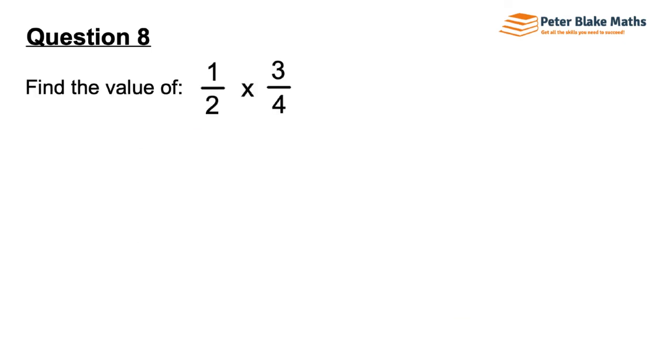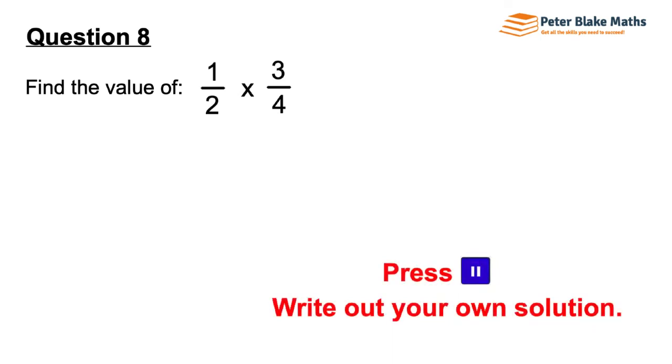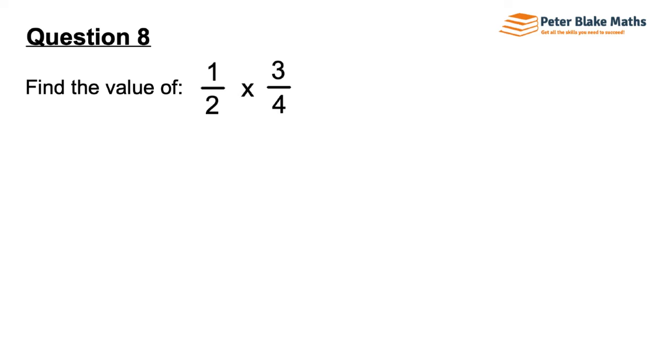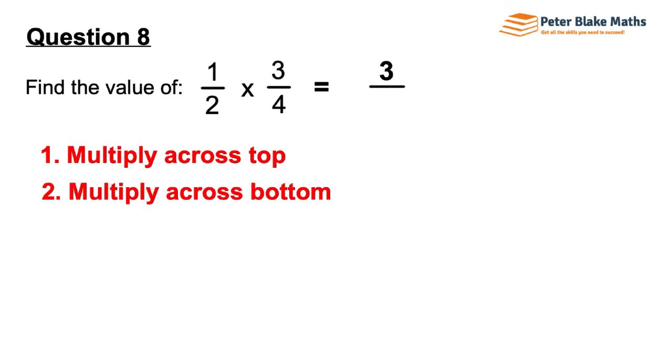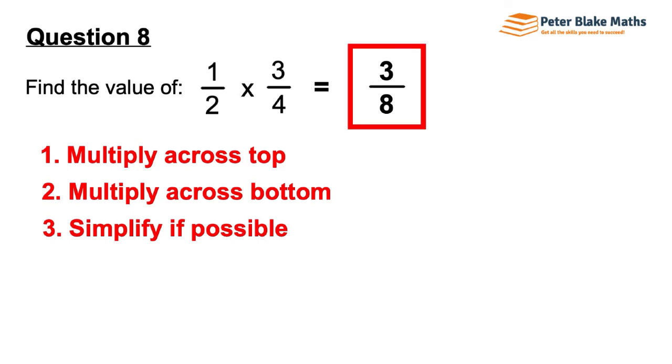Question 8. Find the value of 1/2 times 3/4, or 1 over 2 times 3 over 4. With multiplying fractions, we multiply across the top and multiply across the bottom, and we look to simplify if we can. In this case, we can't simplify down any further. 1 times 3 makes the top of 3, 2 times 4 makes the bottom of 8, and that's our answer for multiplying those two fractions.